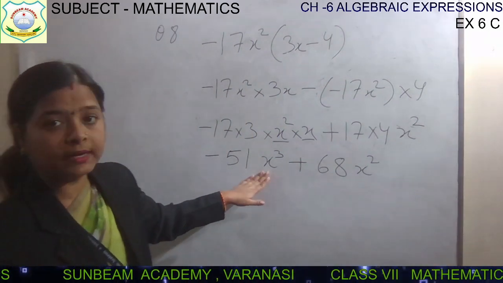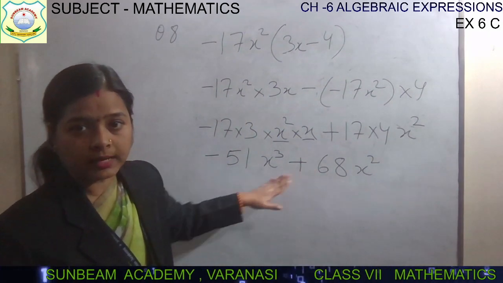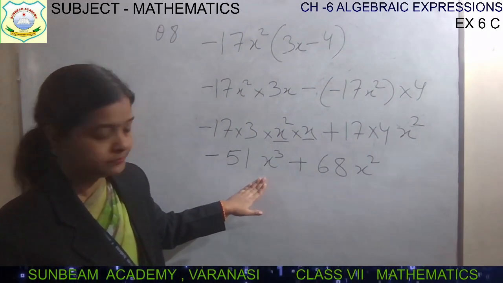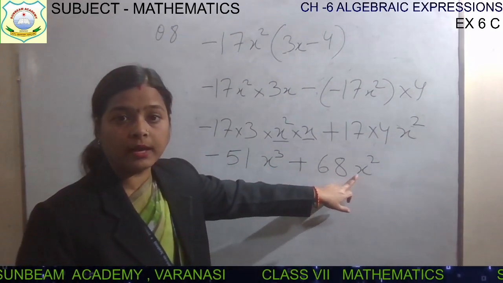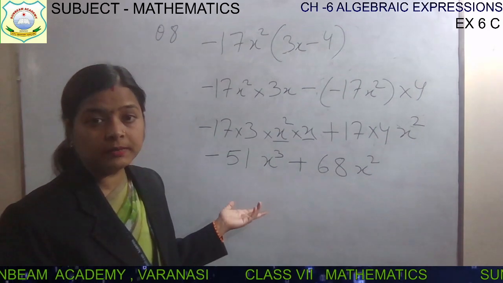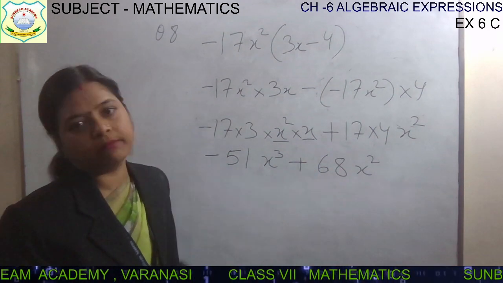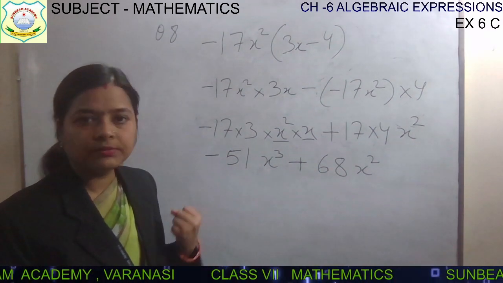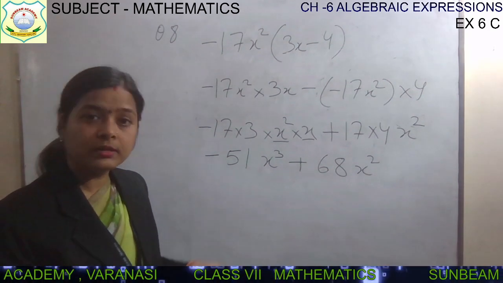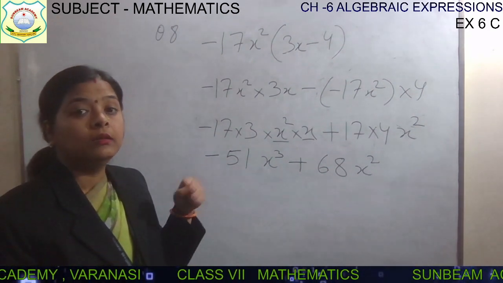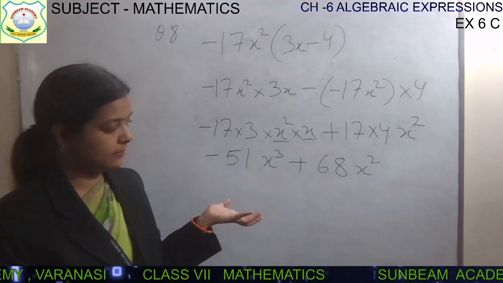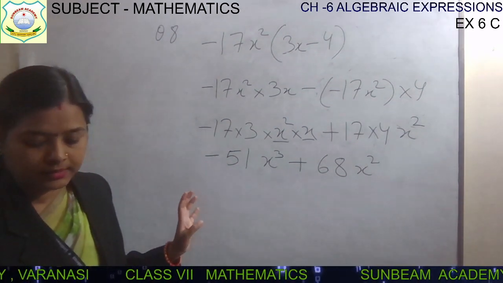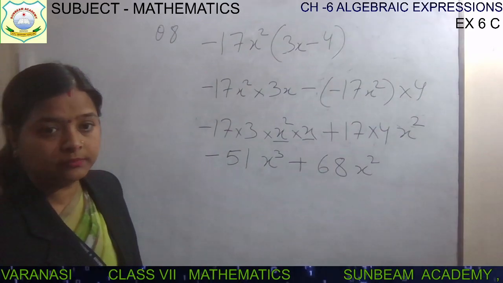Now can you add or subtract these two? Can you? Come on. This is x cube and this is x square. The variables are the same, x and x, but the power is not the same. So we cannot add them, we cannot subtract them because they are unlike terms. So till here this is our answer. Now let's see the next question.